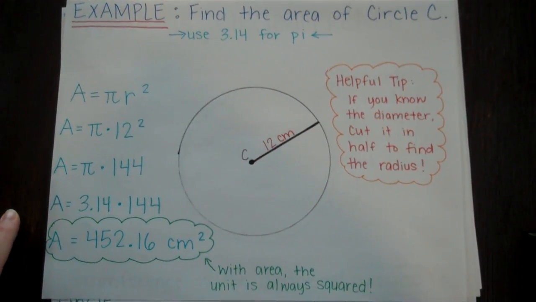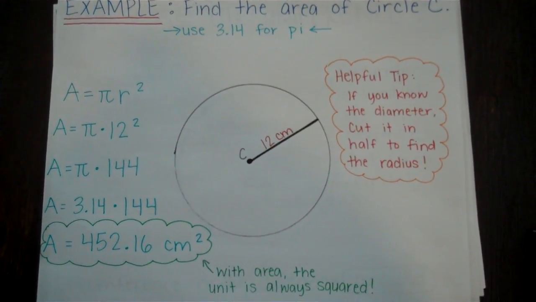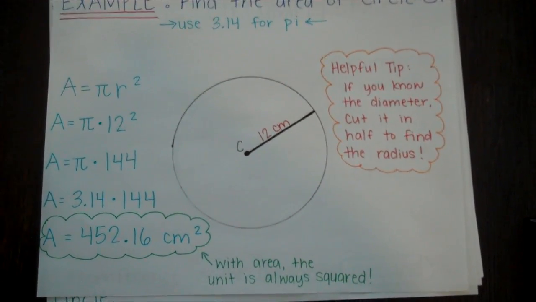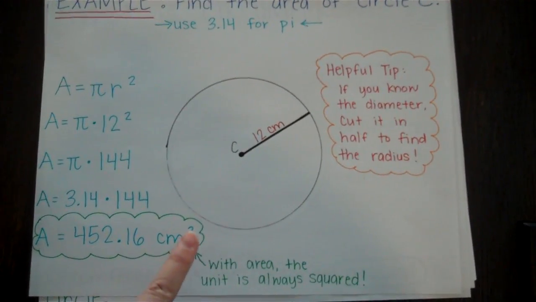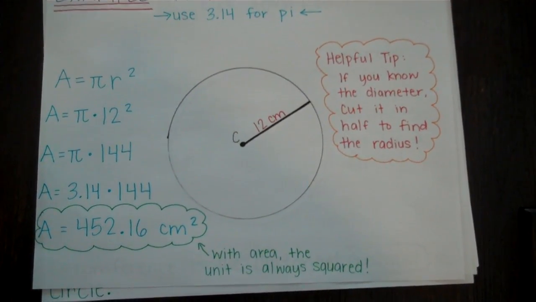Next, we're going to plug in 3.14 instead of our pi symbol and multiply that by 144. So our answer is 452.16 centimeters squared. Make sure with area your unit has the little 2 to represent that it is squared.